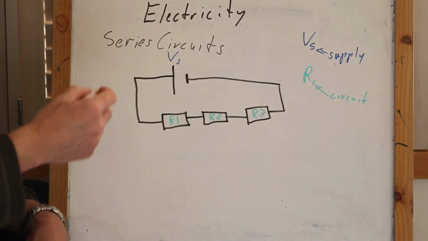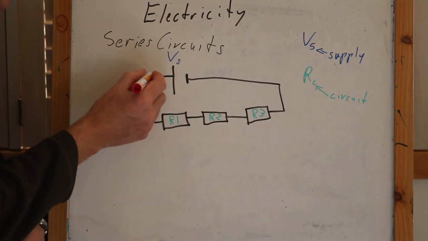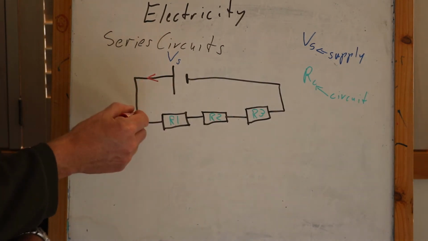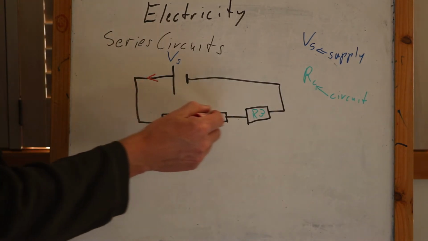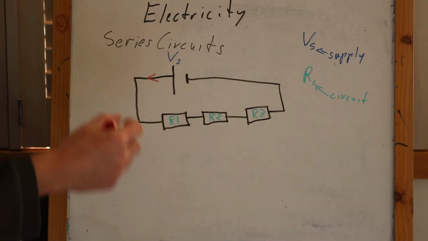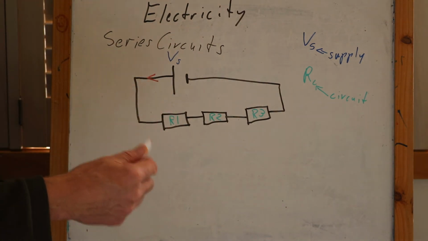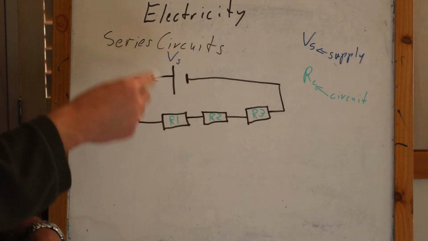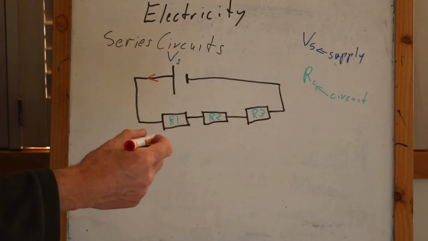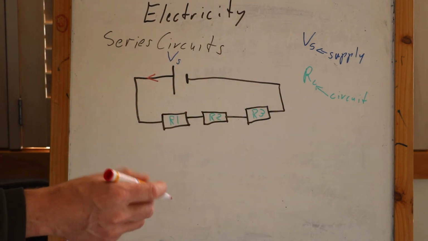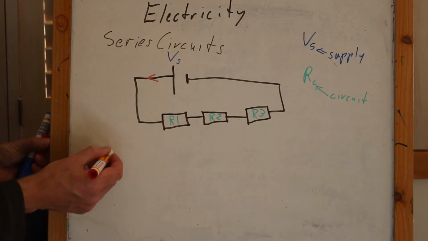Current has to travel from, conventional current is traveling from plus to minus. So it has to go this way, that way. It only has one pathway. There is no other way for electrons to move than to travel through all three resistors to get to the positive terminal of the battery. Therefore, the conventional current has to be the same throughout the circuit.